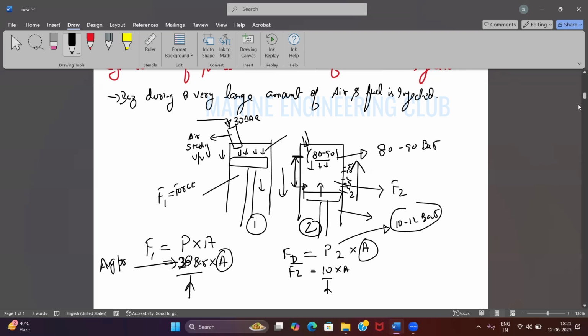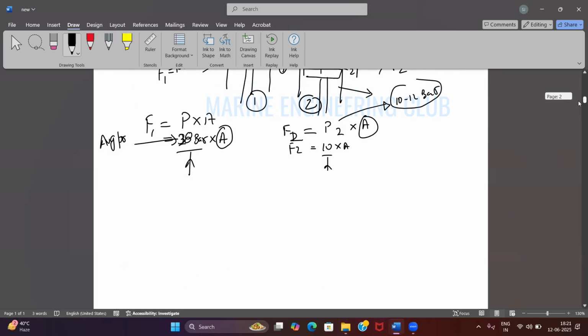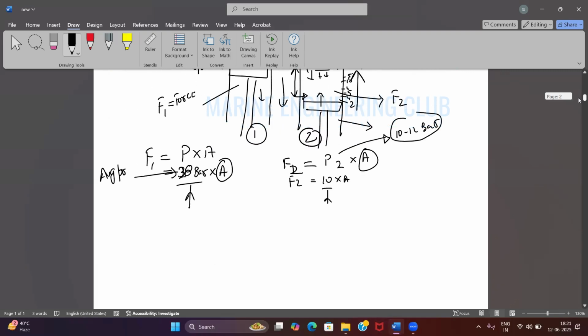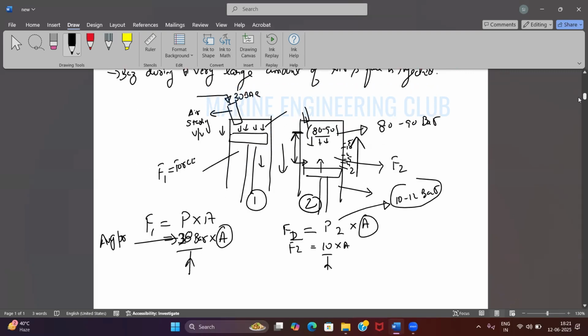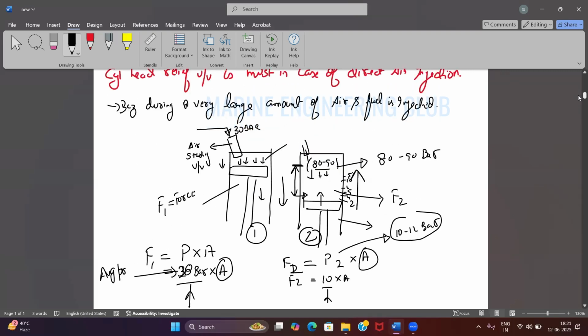Agreed? Yes, sir. So when does the 80 to 90 bar pressure happen? At the end of the compression, right? When it is coming to the TDC. But right now the piston is at the bottom, right? So the pressure is not acting 80 to 90 bar at this point, isn't it? Yes, sir. At every stage when the piston is moving up, every centimeter or so, your pressure keeps on increasing gradually.